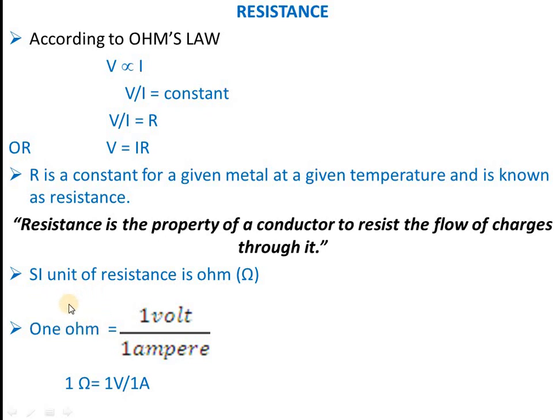1 ohm is the resistance across a conductor when 1 volt of potential difference is producing a current of 1 ampere, or we can say 1 ohm is equal to 1 volt upon 1 ampere.